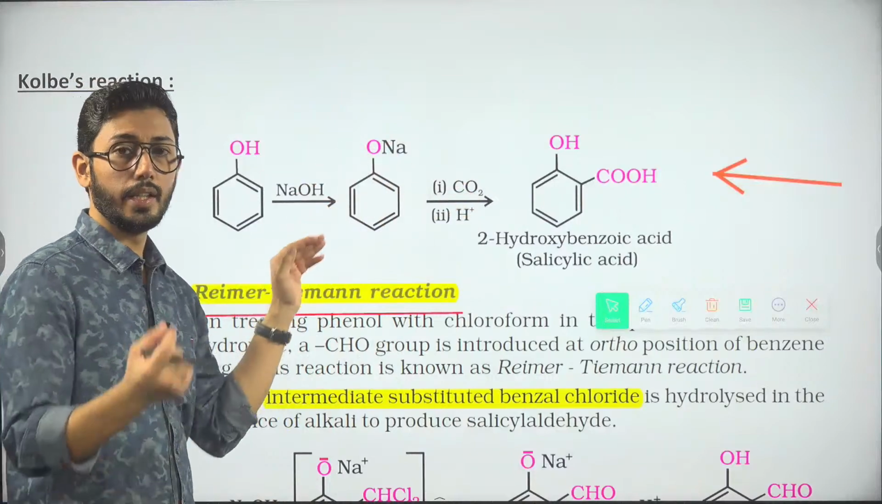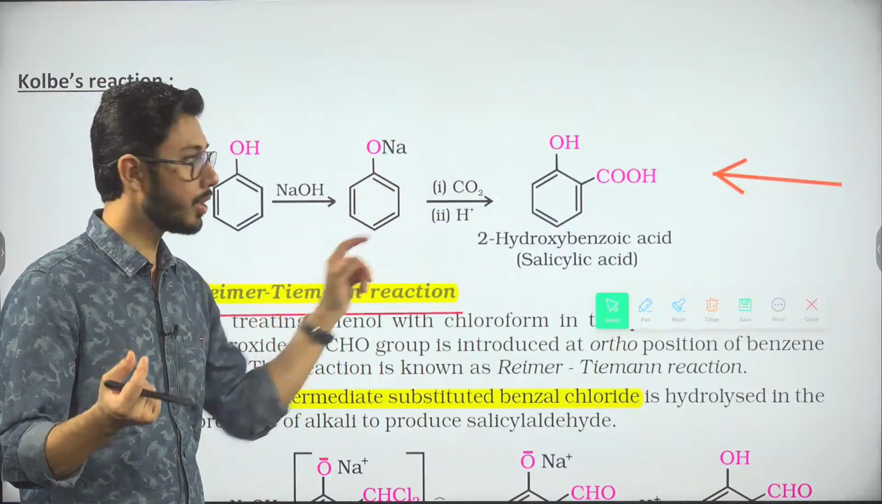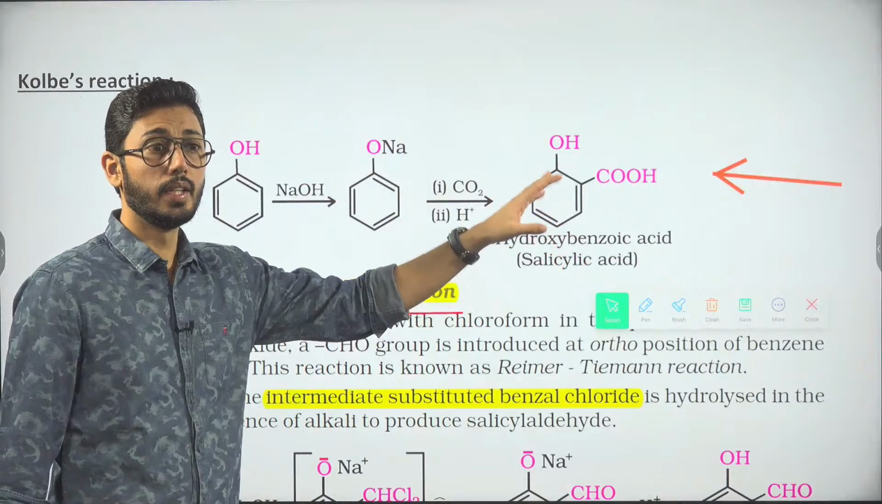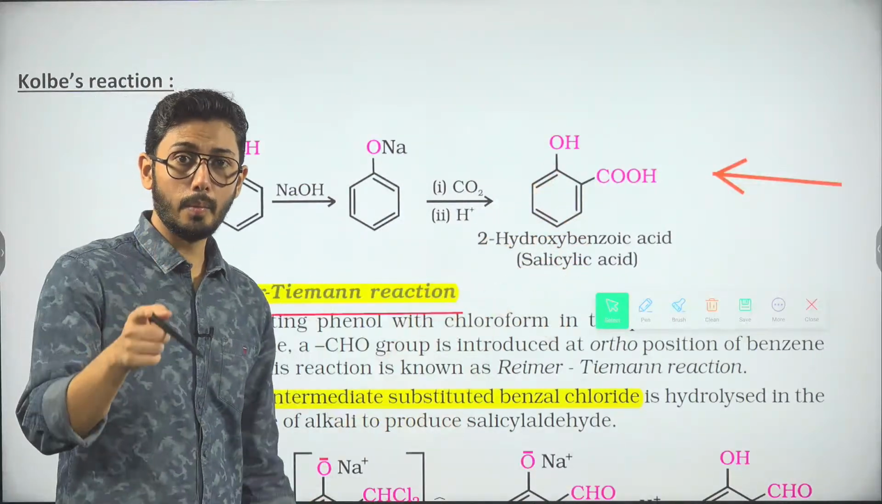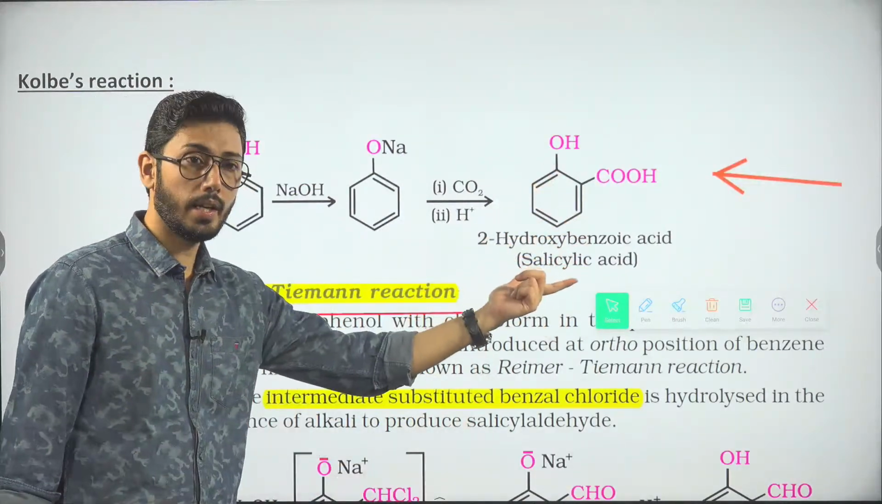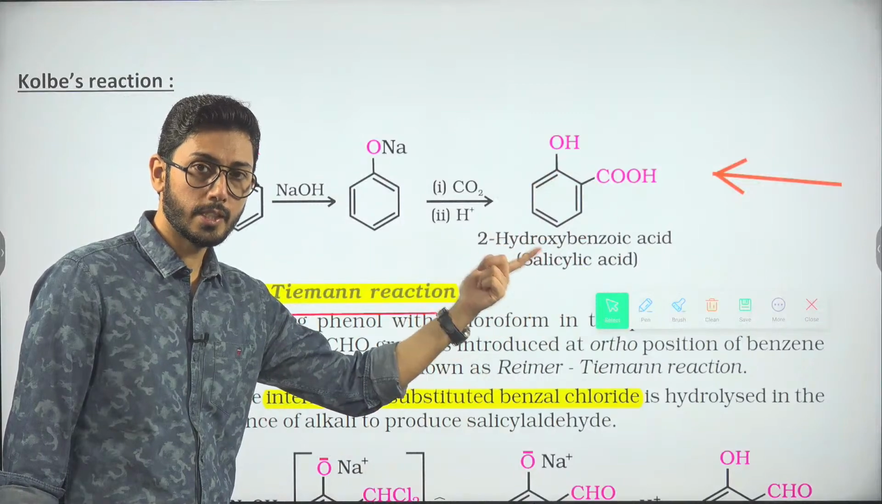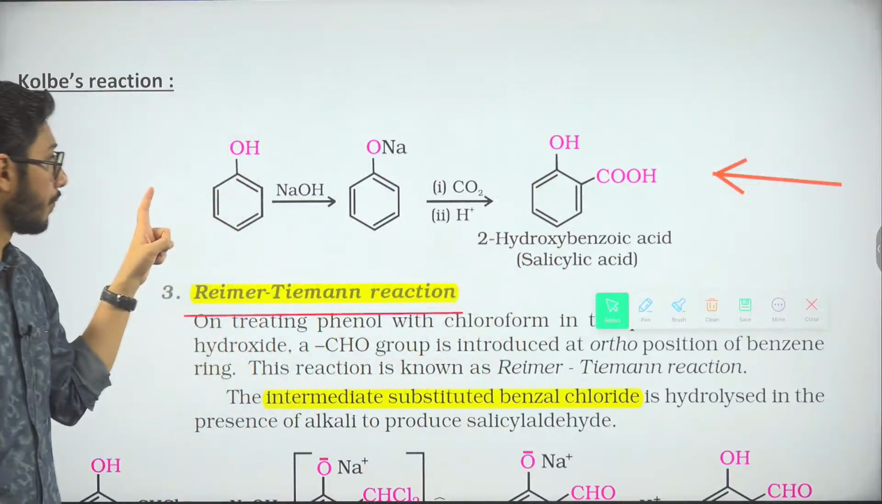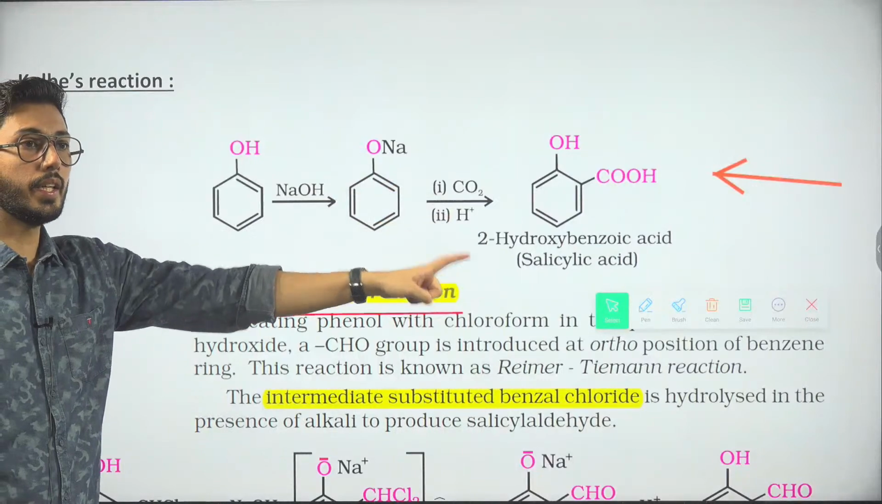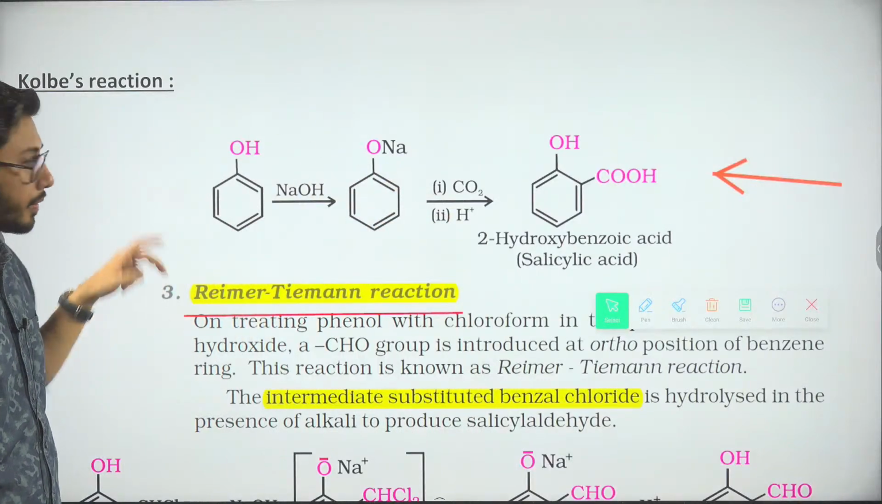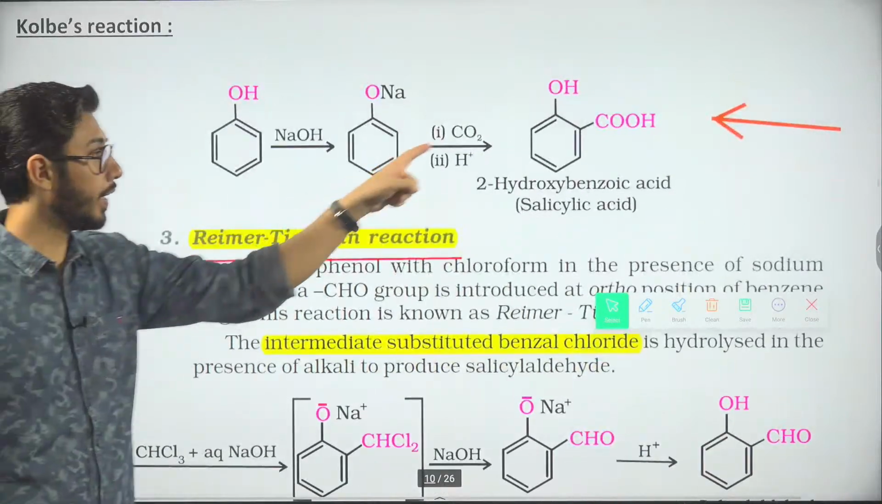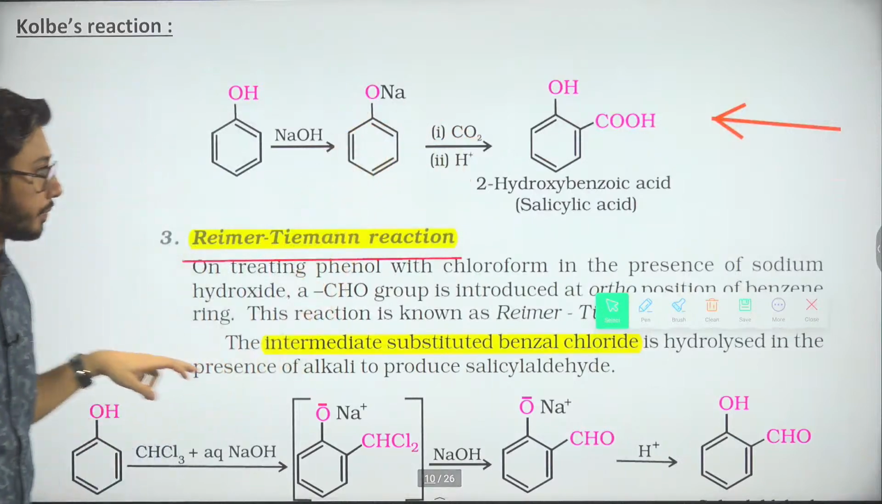CO2 attacks in an electrophilic substitution reaction, and finally which compound is generated? Salicylic acid. If you remember, salicylic acid on acetylation gives what? Aspirin formation. So phenol to salicylic acid is a name reaction, Kolbe's reaction. And what is the electrophile? CO2 in Kolbe's reaction.